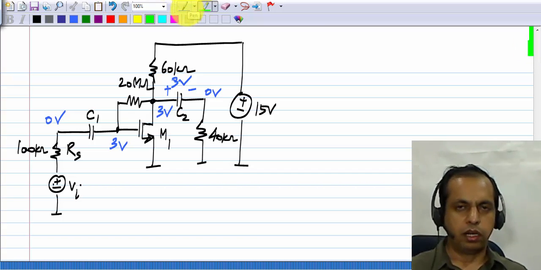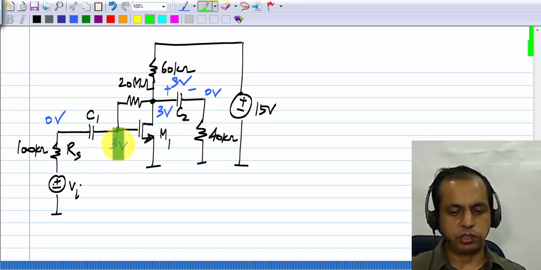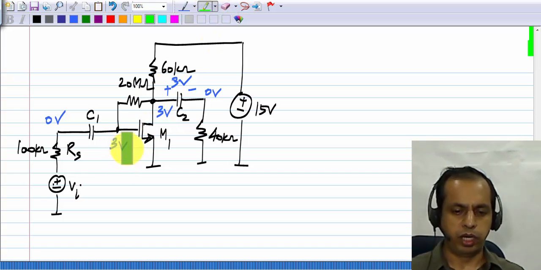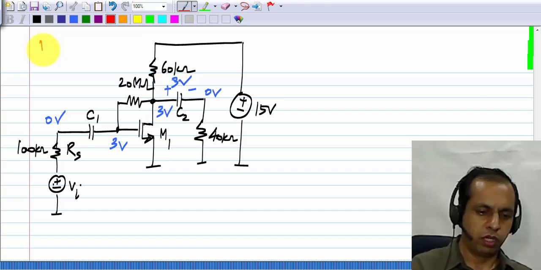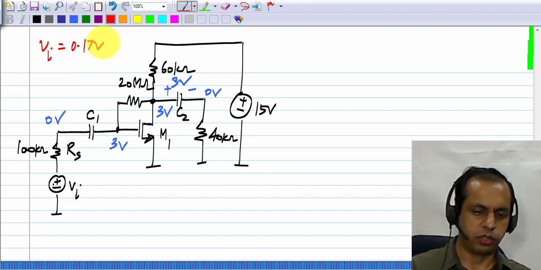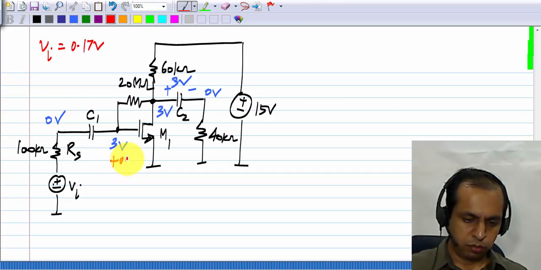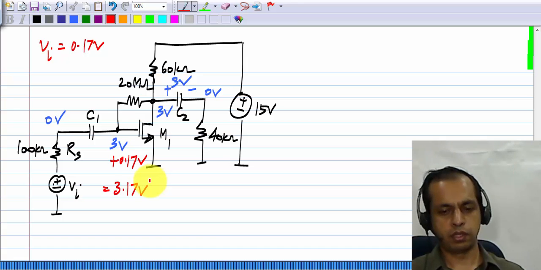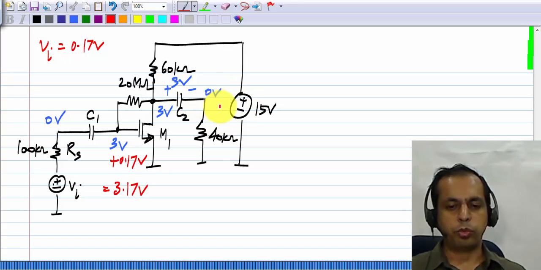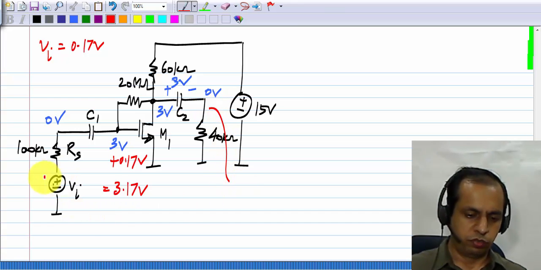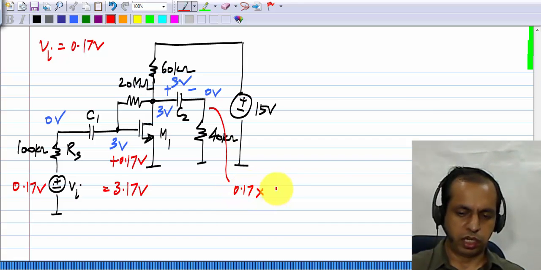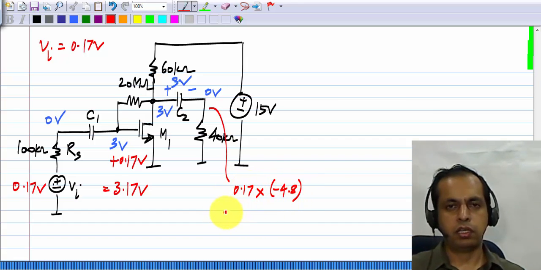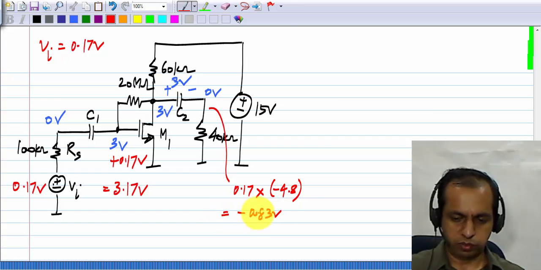Now when a signal Vi is applied, obviously this becomes 3 volts plus Vi. Now if you look at the point at which the transistor enters triode region, that is when Vi equals 0.17 volts, this becomes 3 volts plus 0.17 volts, or 3.17 volts. Now the output, when Vi is 0.17 volts, is 0.17 times minus 4.8, which is the gain, which is minus 0.83 volts.